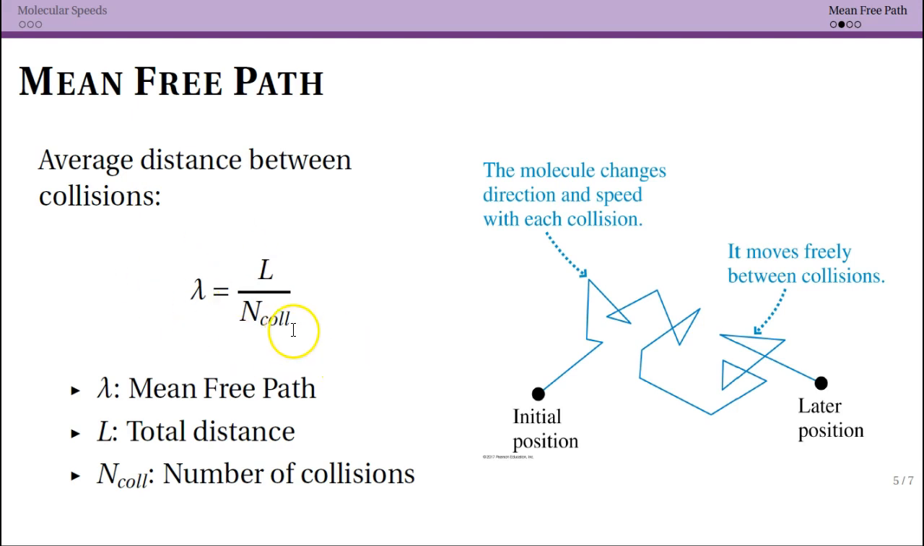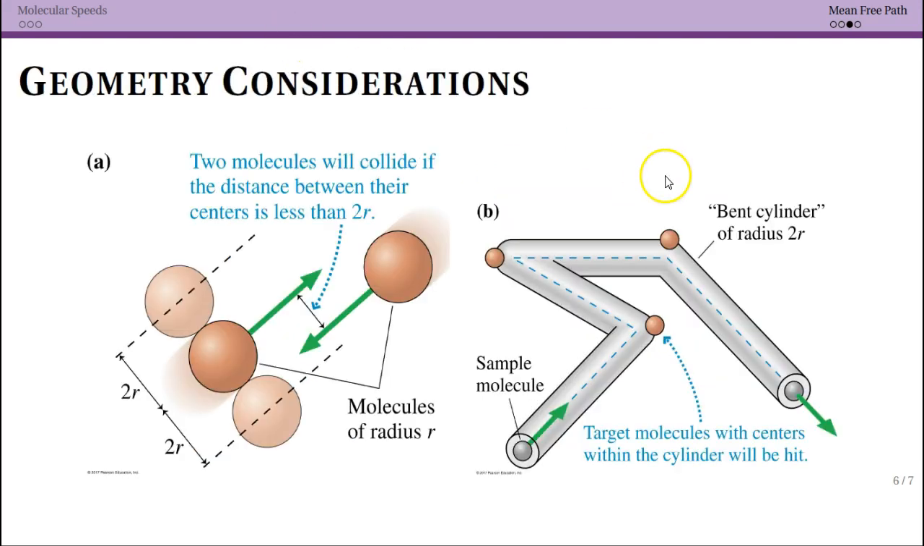Now, this isn't a particularly helpful formalism. It's okay, but we can do a little bit better and actually try to relate this to the speed that our molecules are moving, and that's what we're going to do now. In order to do this, we need to think about some geometry here. Our molecule traces out some path, and we can think about a little cylinder around it that relates to the radius of the atoms themselves.